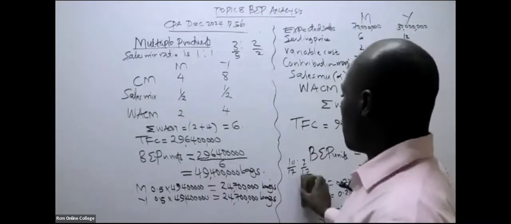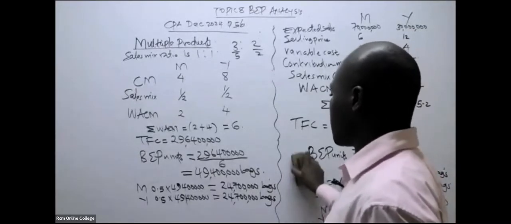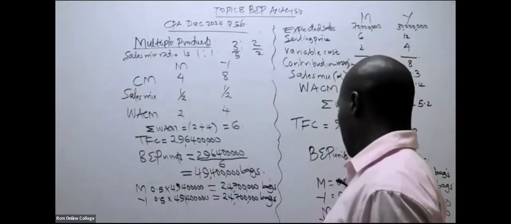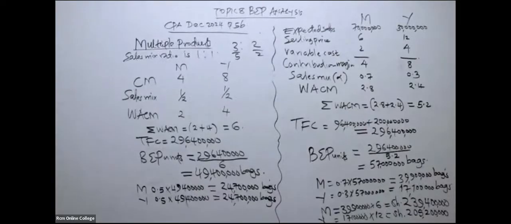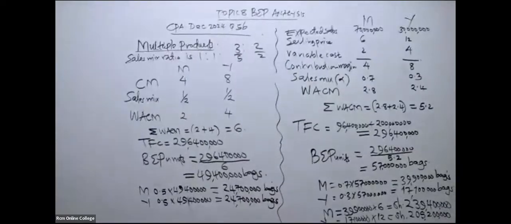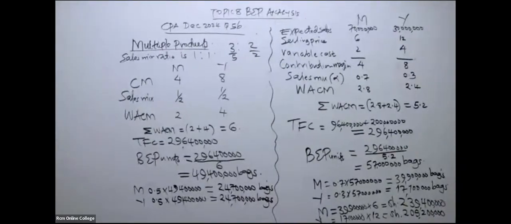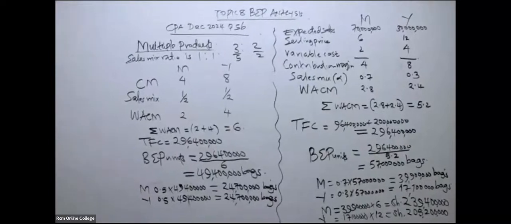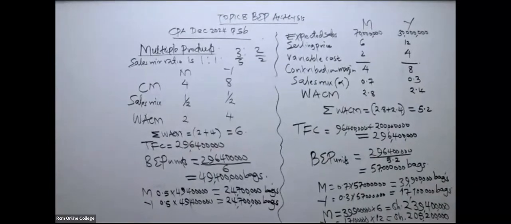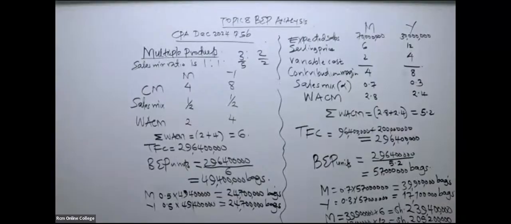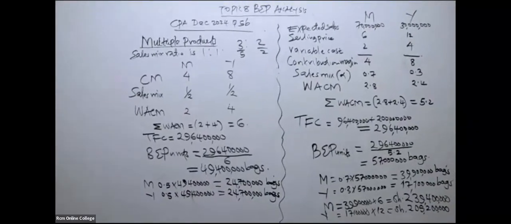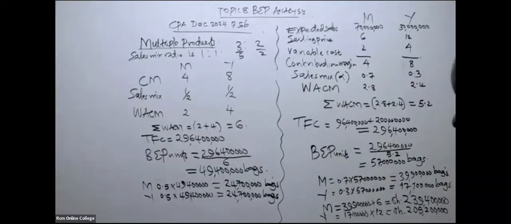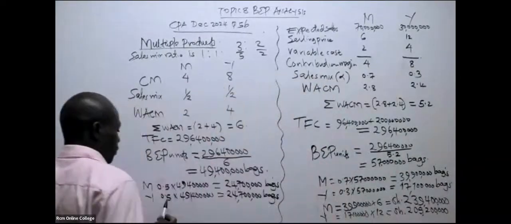So please give me the break-even point in shillings for product M. What is the break-even point in shillings for product M? Good. What do we need to do?